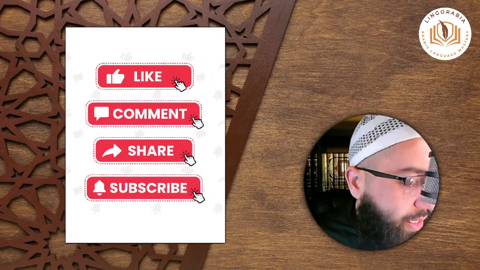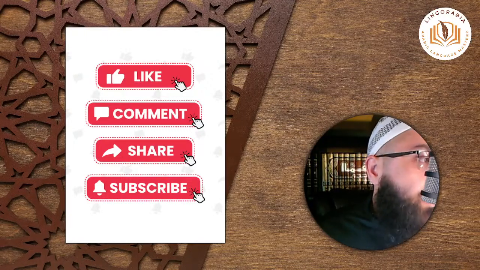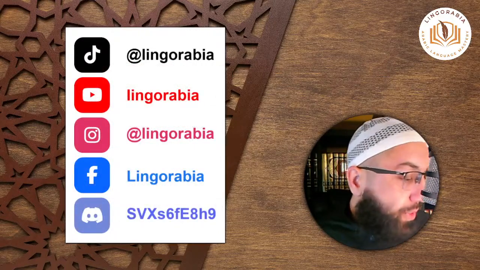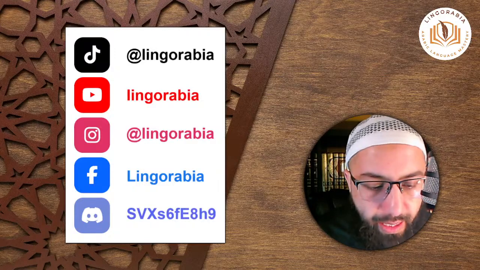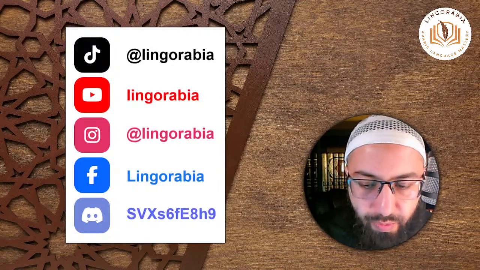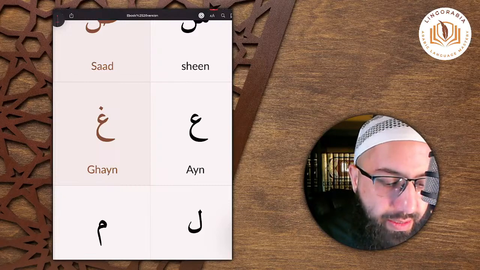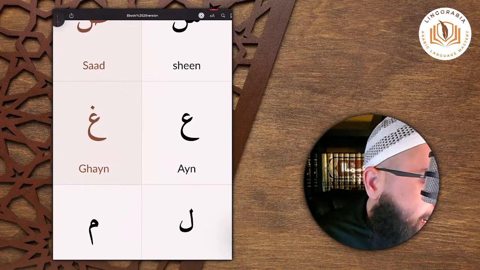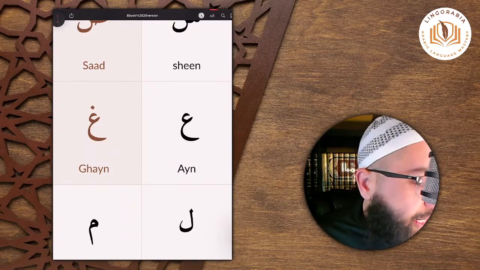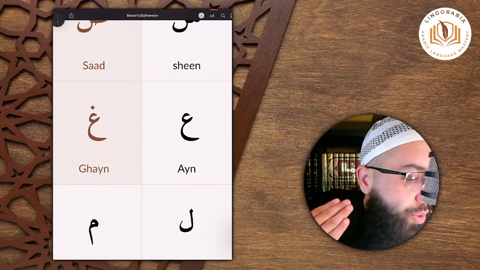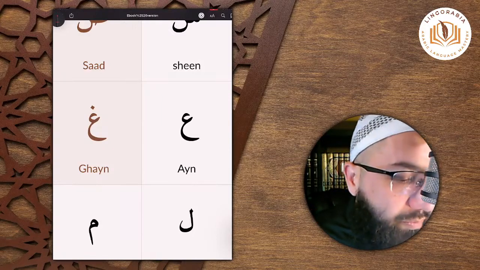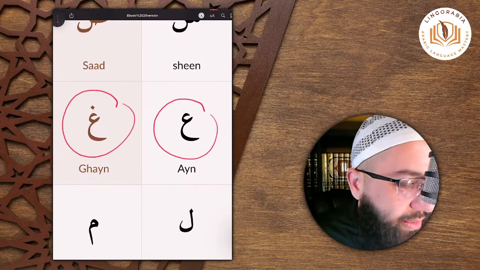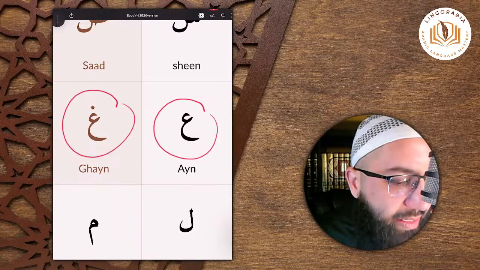Then let's carry on. Bismillah. We got two other letters, guys. The letter Ain and the letter Ghain. Ain and Ghain. Both throat letters. Okay? So this is the letter Ain, and this is the letter Ghain.